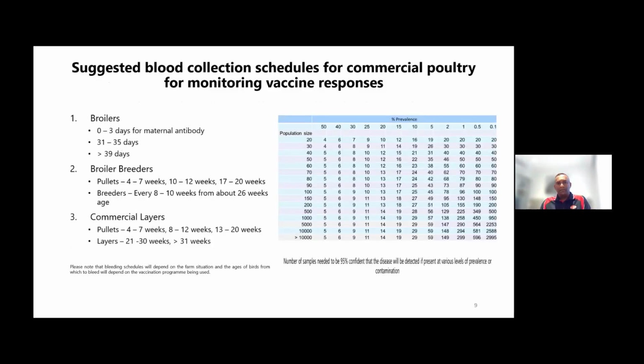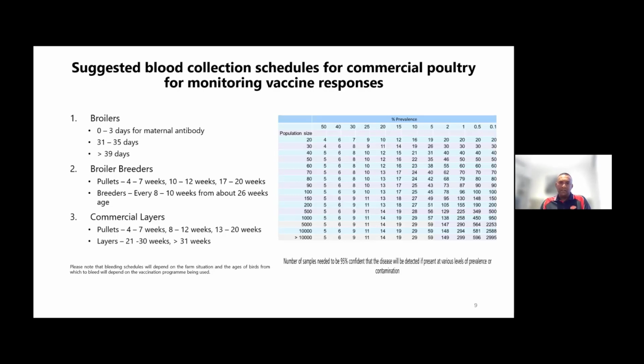This slide has suggested blood collection, which I normally use. In broilers, to check for maternal antibodies, the first 3 days are important, and then later to check for any seroconversion towards Newcastle disease, for example, or anything else. In broiler breeders, since the pullets are vaccinated, they need to be monitored to see if the vaccine uptake was proper. And then in breeders, usually 8 to 10 or 10 to 12 weeks post peak. Commercial layers, I've got something down there for commercial layers as well.